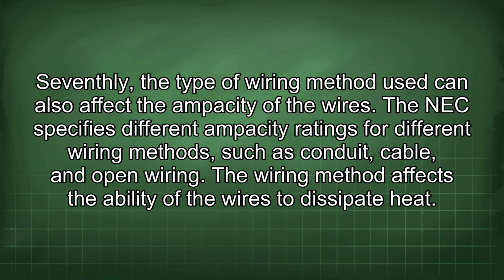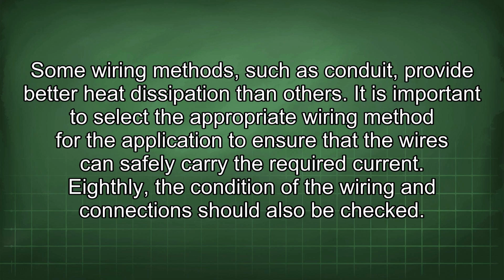Seventhly, the type of wiring method used can also affect the ampacity of the wires. The NEC specifies different ampacity ratings for different wiring methods, such as conduit, cable, and open wiring. The wiring method affects the ability of the wires to dissipate heat. Some wiring methods, such as conduit, provide better heat dissipation than others. It is important to select the appropriate wiring method for the application to ensure that the wires can safely carry the required current.